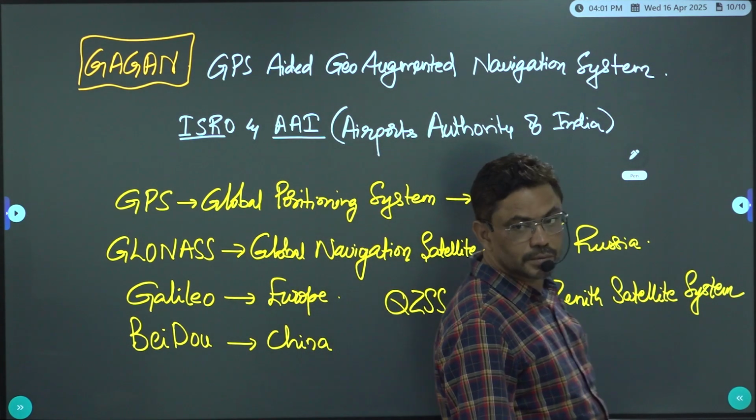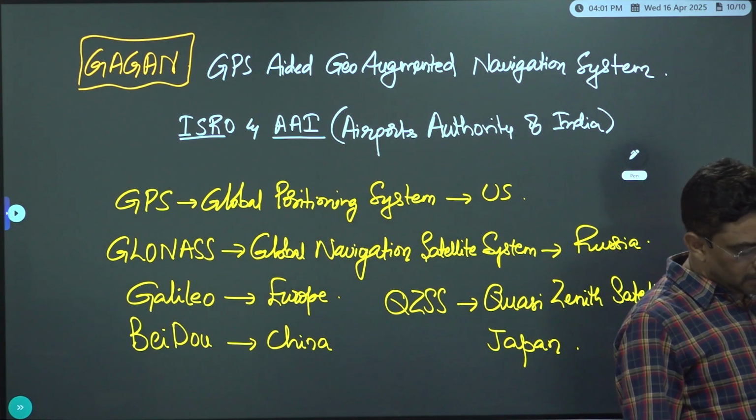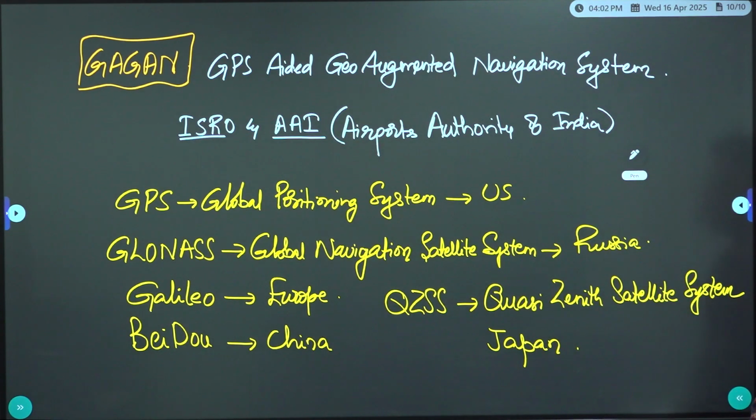You remember? So these are the various navigation systems: IRNSS, GPS, Global Positioning System, US; GLONASS, Global Navigation Satellite System, Russia; Galileo is the navigation system of Europe; BDS is the navigation system of China; and QZSS, Quasi Zenith Satellite System, Japan. Okay. Next.